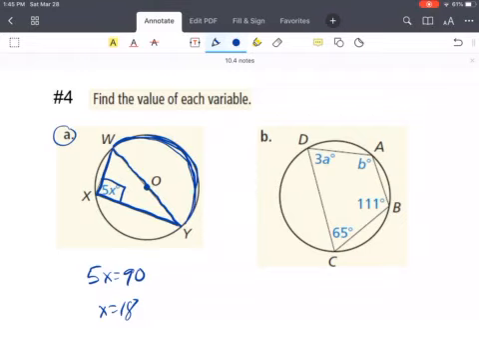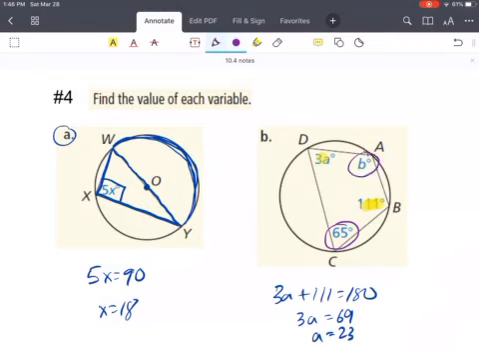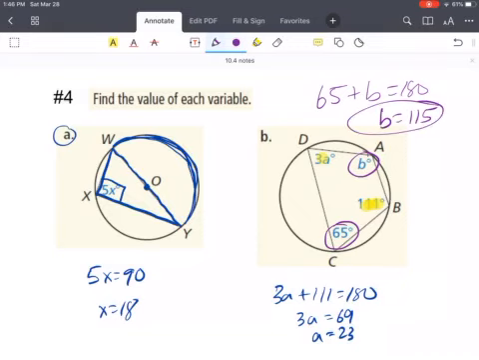For B, it's the quad. So we need to take our opposite angles and say that they are supplementary. So we have 3A and 111. So we're going to say that they add up to 180 degrees. So I'm going to get A as a value of 23. And then separately, I have 65 and B. They must also be supplementary. So B has to equal 115 degrees.